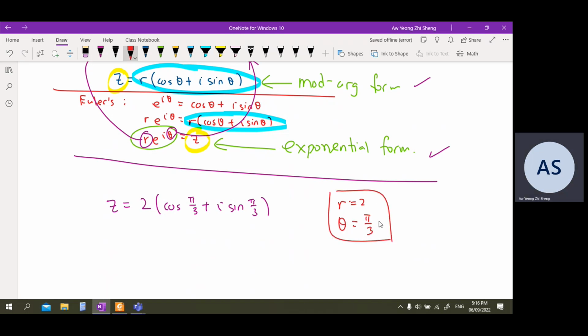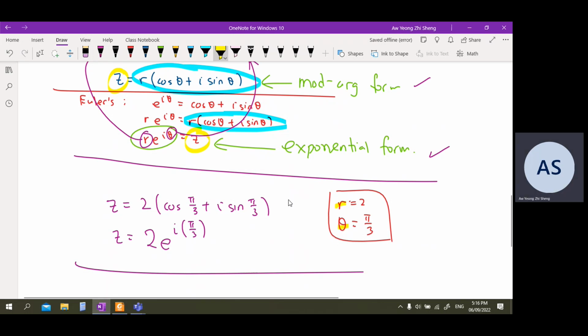So once you have these two pieces of information, you can easily convert the same z into the form r e to the power i theta, where your r is 2, e is just the usual e, i is just the usual imaginary unit i, and theta is just pi over 3. So here we have already converted the modulus argument form to exponential form, and it requires zero effort. No work is needed, because modulus argument form and exponential form require the same pair of inputs, r and theta.